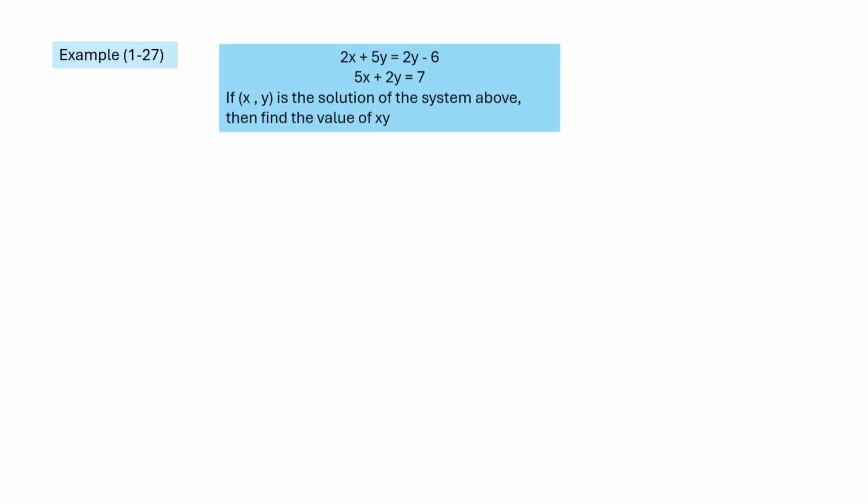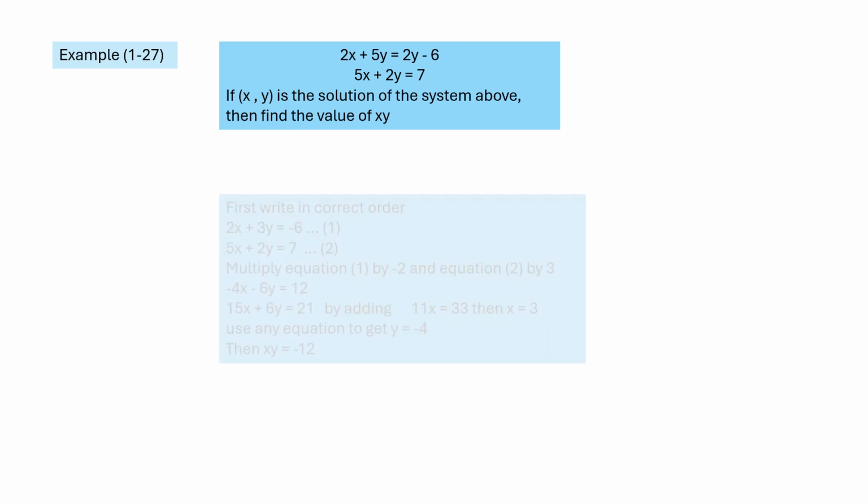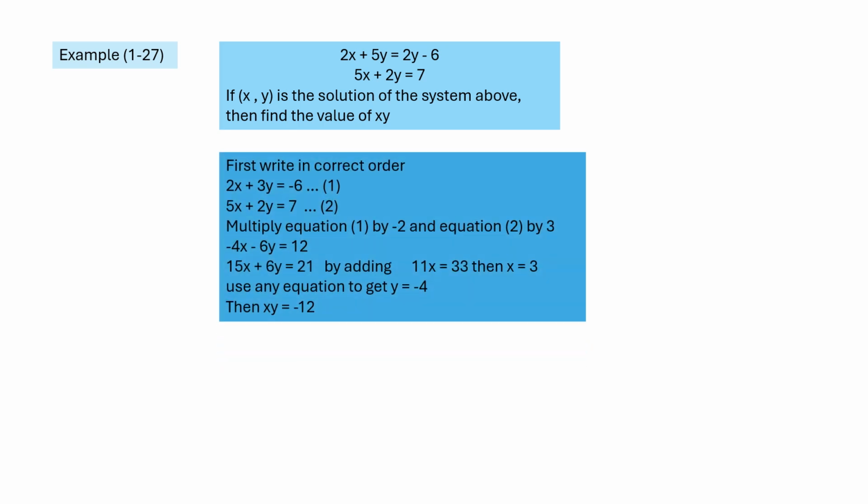Example 127. 2x plus 5y equals y minus 6, and the other one, 5x plus 2y equals 7. If (x, y) is the solution of the system above, then find the value of xy. First, write in the correct order, as we said before.